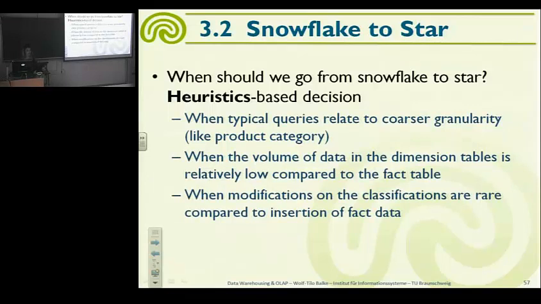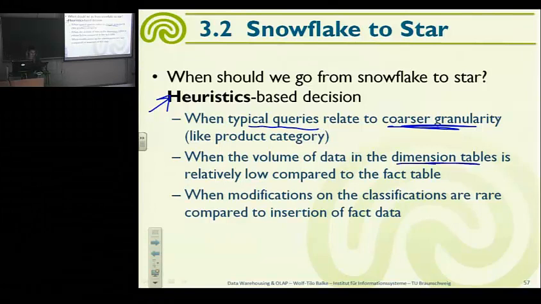And the question is which schema to use, and there are some heuristics that might help you make the decision. So if you have queries, and the typical queries are always on the coarser granularity, like the product category or the year, then using a star schema is better. Then you don't have to do all the different joins. You don't have to do the 4 joins until you reach the last granularity that you have.